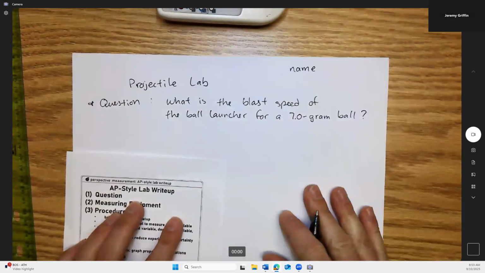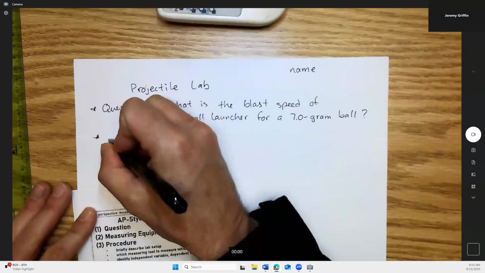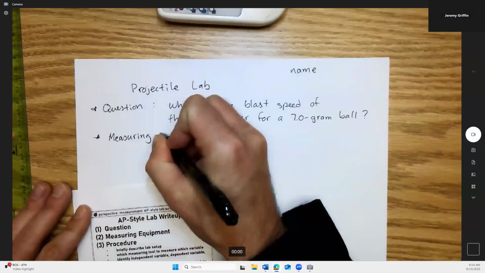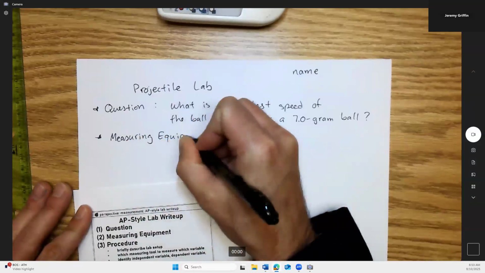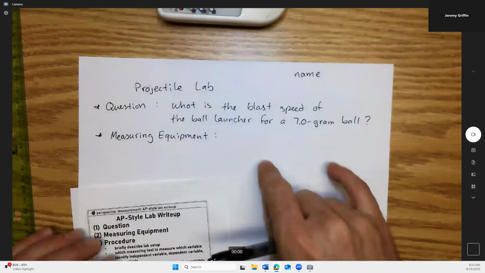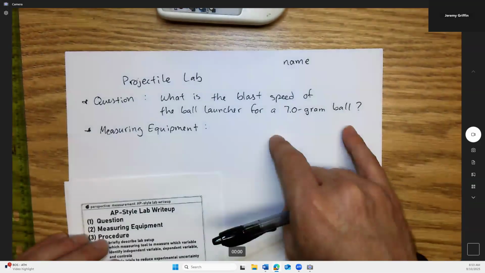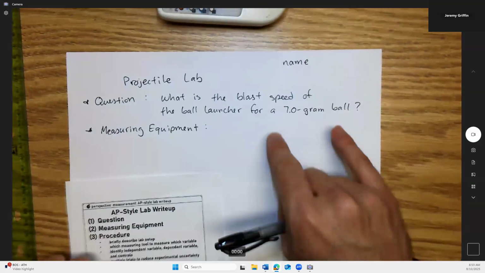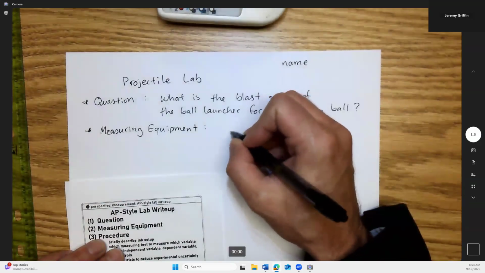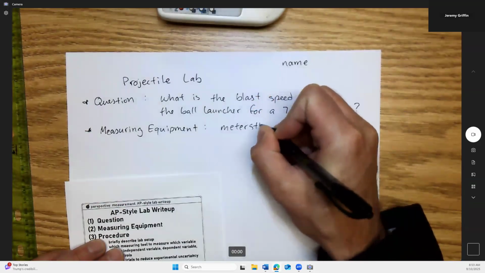All right, here's your question. Measuring equipment. I know I just used the scale, but if AP gave you this question, they would not expect you to do that. It wouldn't be worth a point because they would give you the mass of the ball and you can take that as a given. So we'll take the mass of the ball as a given, and you can do this whole thing with just one measuring equipment. What would be a good measuring equipment? Yeah, meter stick. Guys, you can do the whole thing with a meter stick.